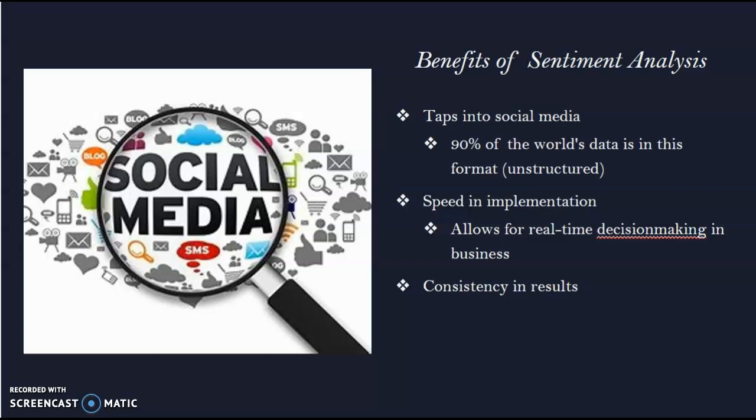The third benefit of sentiment analysis to businesses is consistency. By using the same program for each department, this allows greater cost savings.